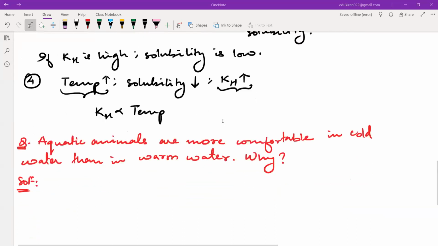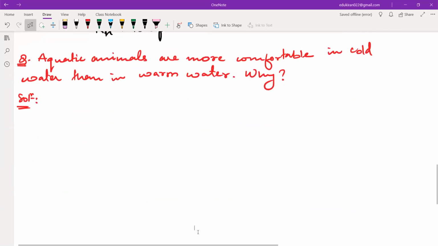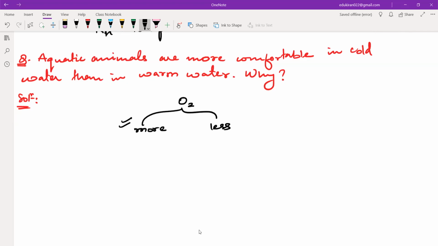Okay, great. Now, this question of aquatic animals is not a very direct question, right? Why would we know why they feel good in cold water and not in warm water? But the real question is that they're asking about the solubility of O2. So you tell me, where will the aquatic animals be more comfortable, where you have more O2 or less O2? More O2. Okay.